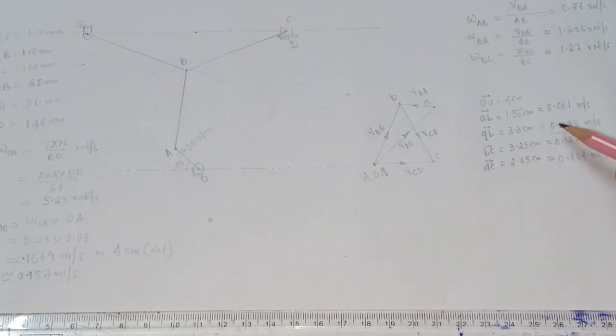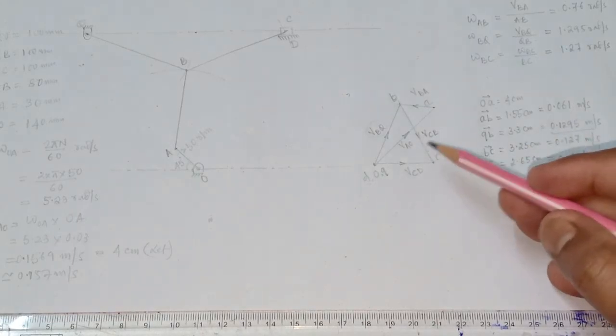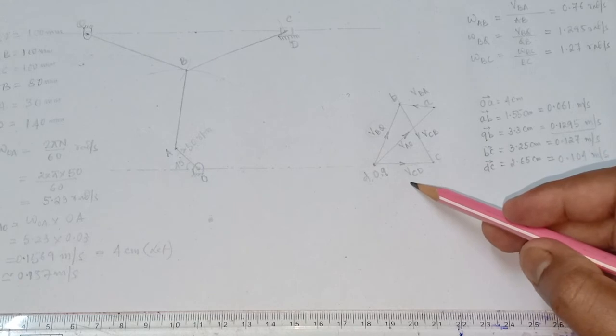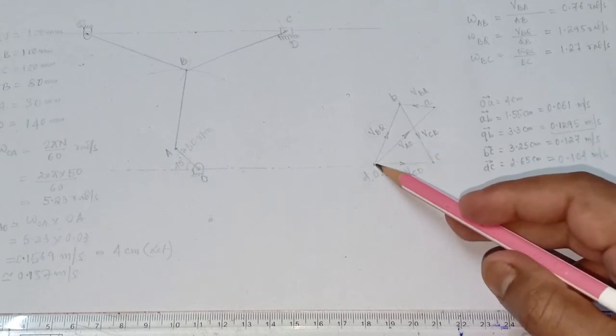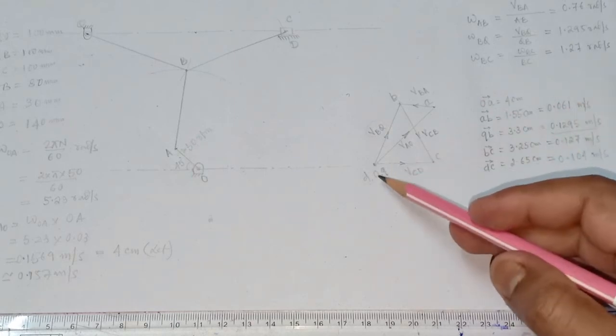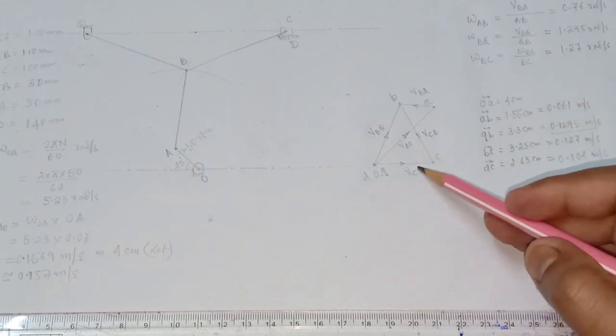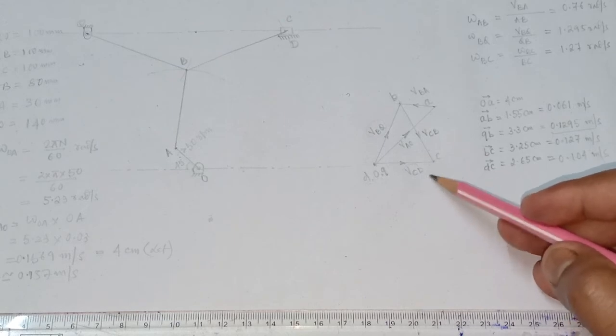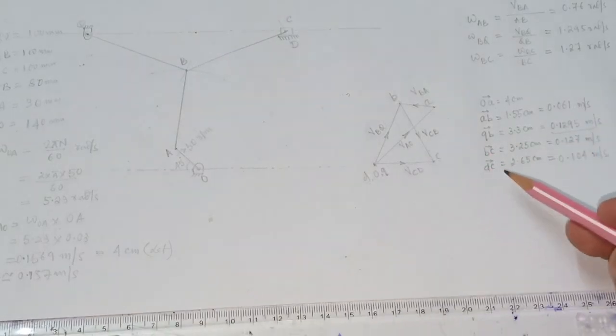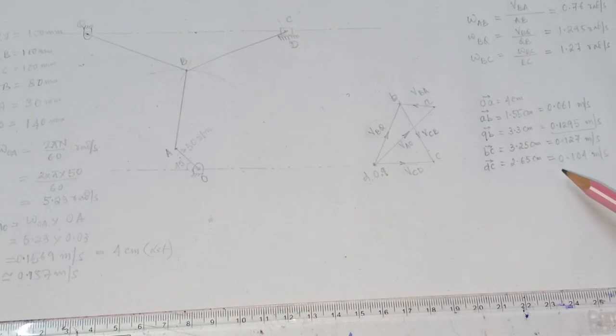Okay, now they have also asked to find out the velocity of point C. If we find the velocity of CD, point C is very much connected to a fixed reference point O, or you can say Q, or you can say D. So if we find the velocity of CD, the velocity of point C will automatically be figured out.